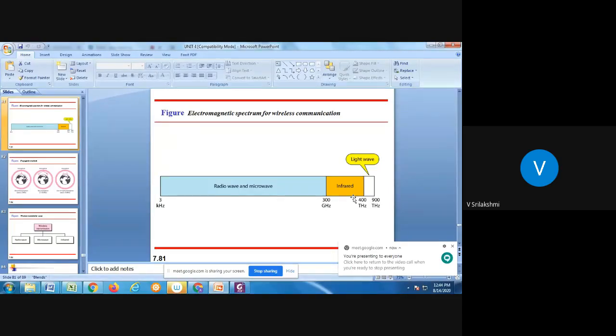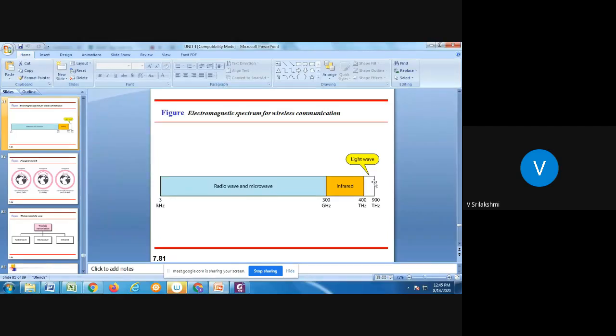But when coming to radio waves and microwaves, as those are omnidirectional, the waves will pass through air, and they have more range. That is the reason our mobile phones and the Wi-Fi networks we are using are all made up of radio waves and microwaves.